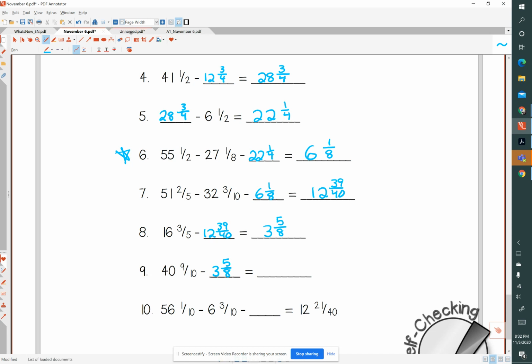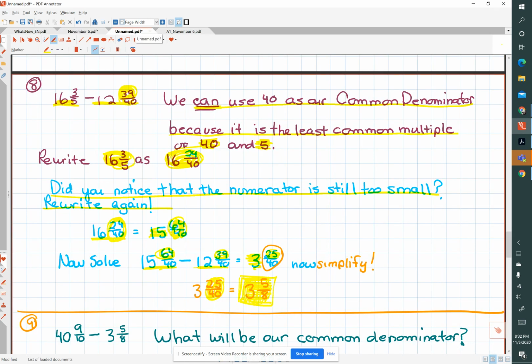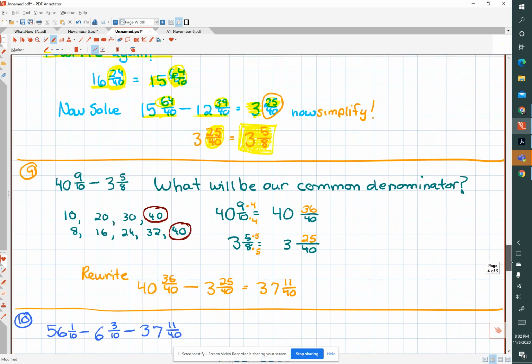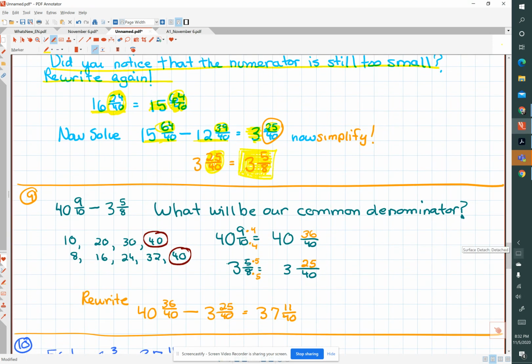Number 9. Are they starting to get a little easier? I hope so. You're all working very hard. 40 9/10 minus 3 5/8. What will be our common denominator? Well, let's look at the multiples of 10. 10, 20, 30, 40, and the multiples of 8 are 8, 16, 24, 32, and 40. So it looks like 40 is our common denominator.